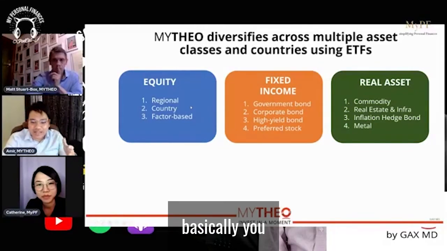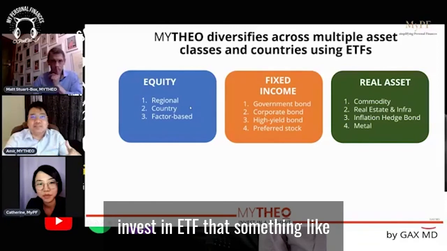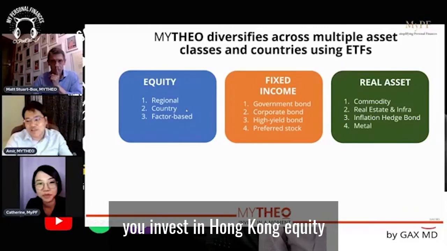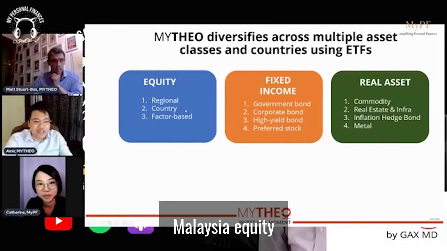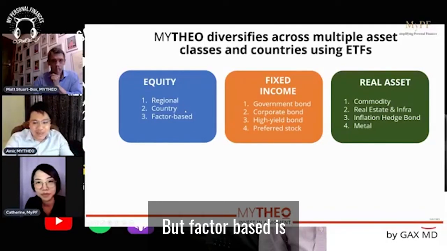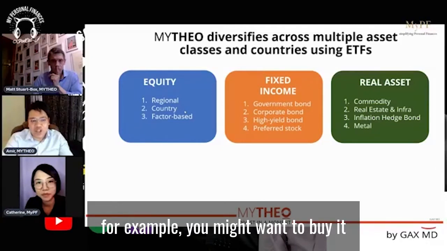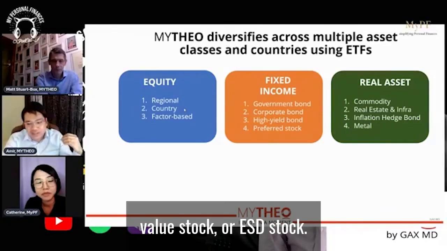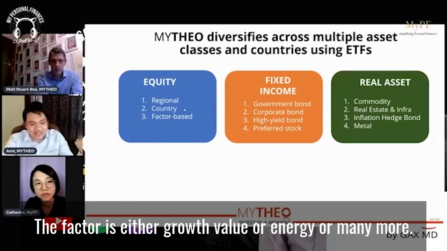Basically, with regional ETFs, you invest in something like Asia Pacific equity. With country ETFs, you invest in Hong Kong equity, Malaysia equity, or China equity. But factor-based is different. It's based on a factor. For example, you might want to buy an ETF that only invests in growth stock, value stock, or ESG stock. The factor is either growth, value, or ESG, or many more.